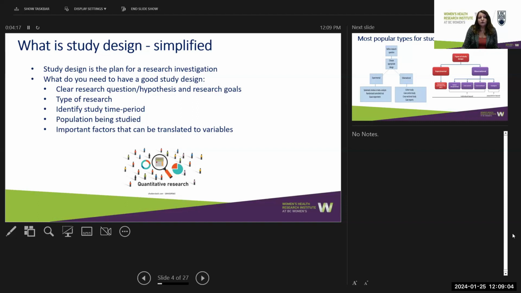We also need to identify the important factors that can be translated to variables, or I usually call them outcomes. For example, if you're doing survey questions, we need to design questions in such a way that it will be really easy for us later to transfer them to variables that can be used in analysis. So before we do any collection of information and decide which analysis we're going to do, we need to think through all those details, so we have good research after that.